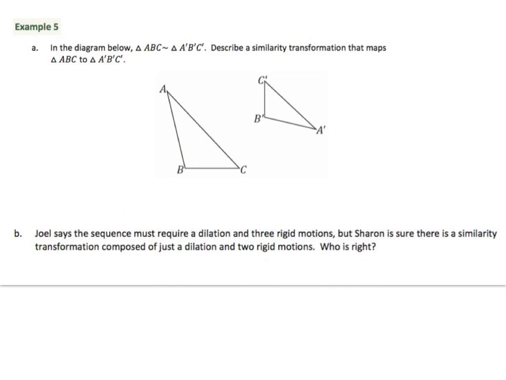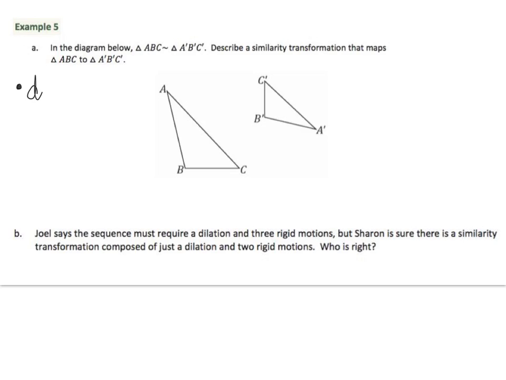No problem. Example 5. The intent of this example is to highlight how an efficient sequence of transformations can be found, to map one figure onto its similar image. And there are sequences that we can just list out to make it super simple. So let's talk about it. In the diagram below, triangle ABC and triangle A prime B prime C prime are similar. Describe a similarity transformation that maps one onto another. We could describe this in any order we wanted.